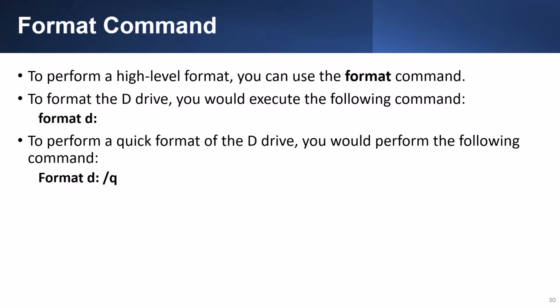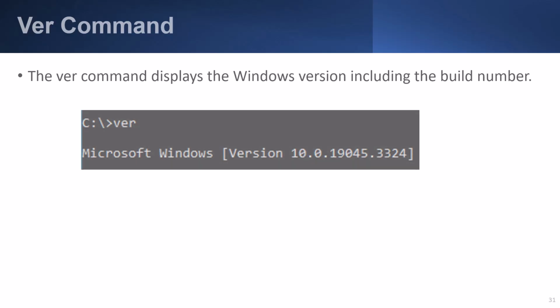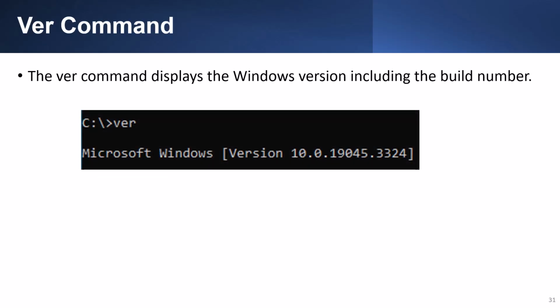To perform a quick format of the D drive, you would perform the following command: format d: /q. The ver command displays the Windows version, including the build number.